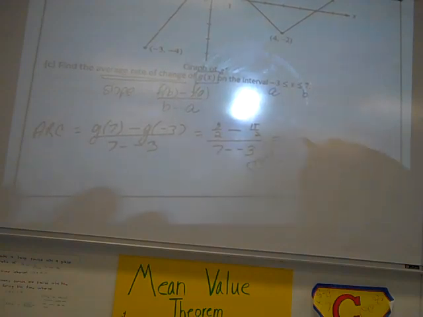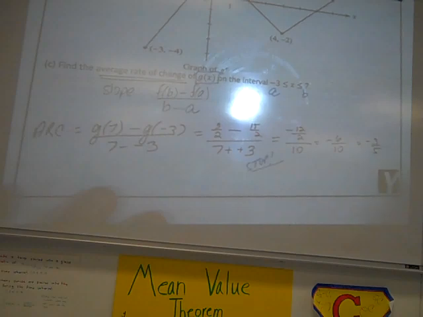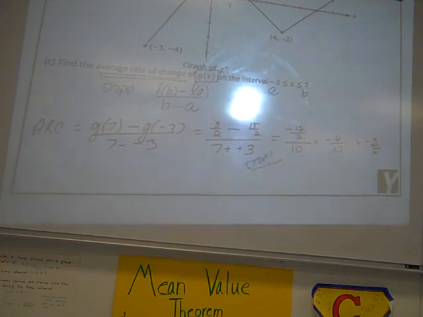3/2 minus 15 over 2 is -12/2. 7 minus a -3 is the same as 7 plus 3. That's 10. -12 over 2 is -6. -6 divided by 10 reduces to -3/5.